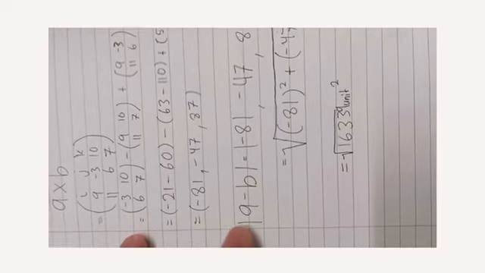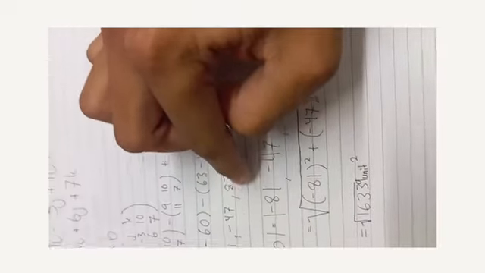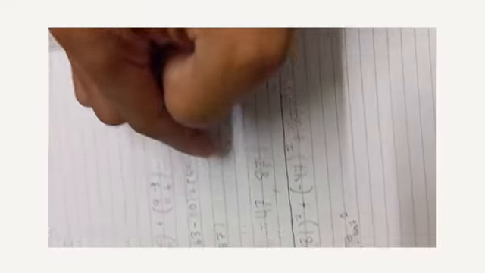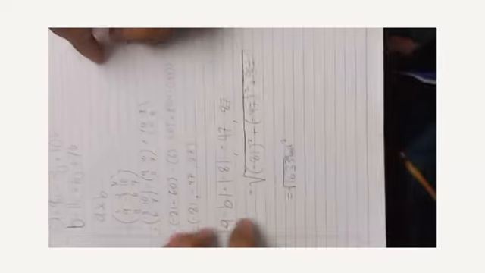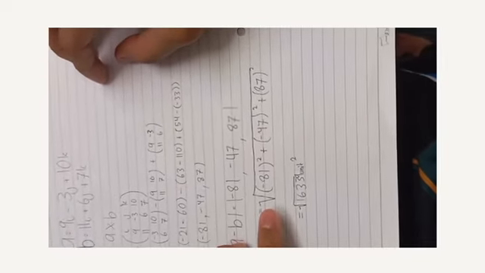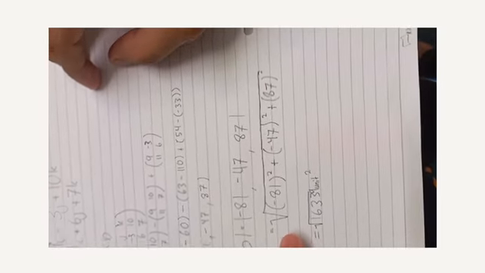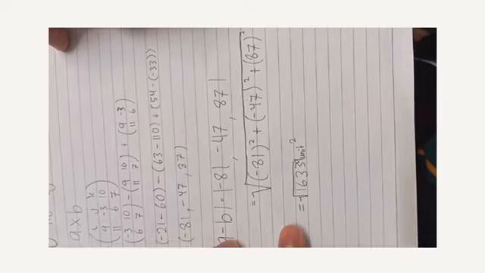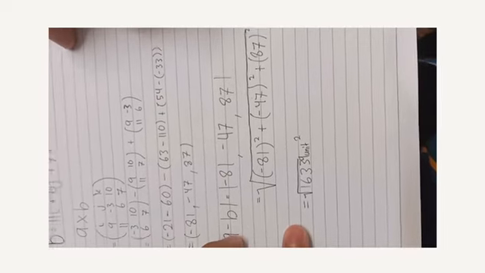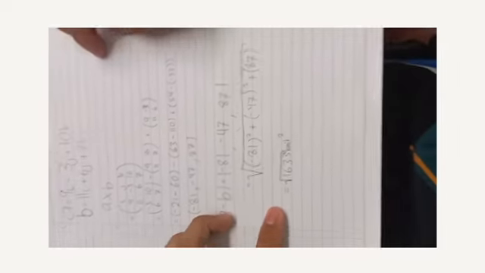So the last step is we use the modulus of A cross B, which equals negative 81, negative 47, 87. So, square root of negative 81 squared plus negative 47 squared plus 87 squared. So, the answer is square root of 16339 unit square.